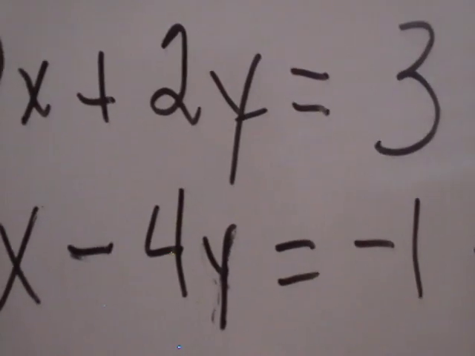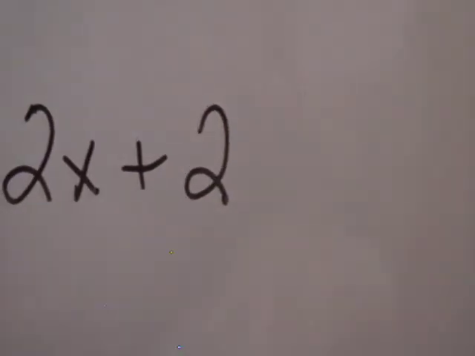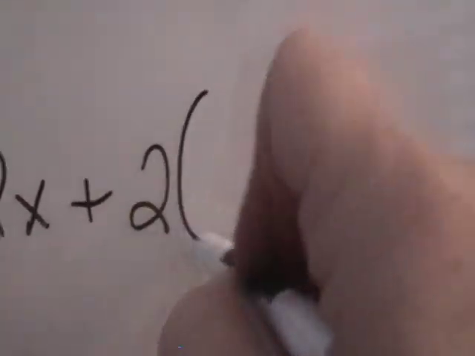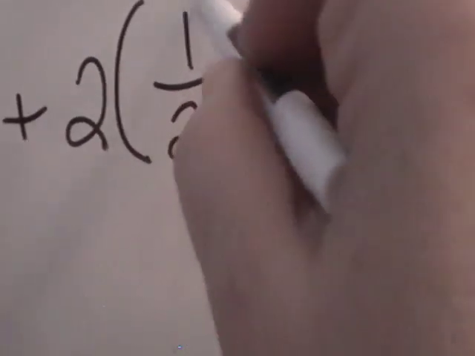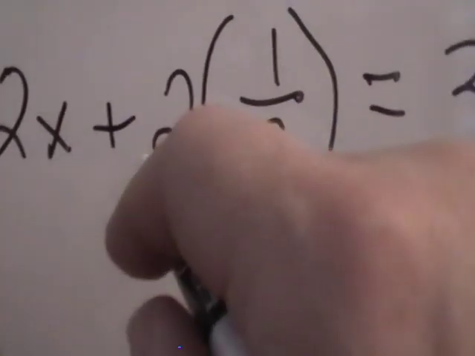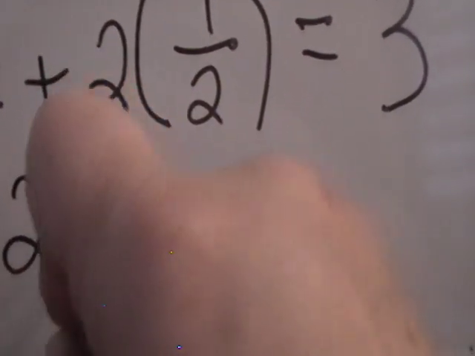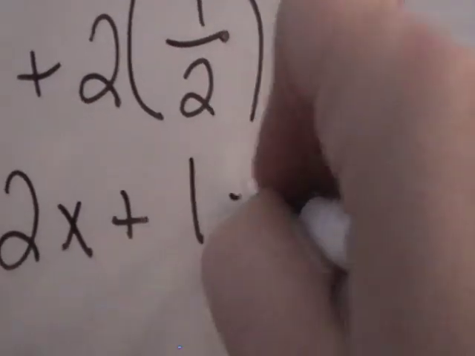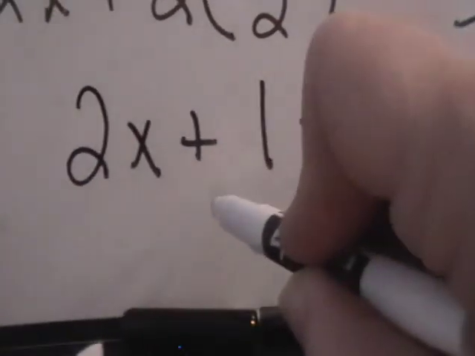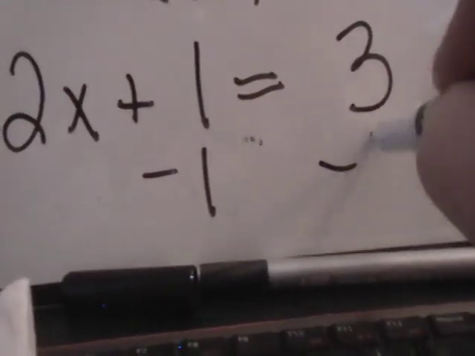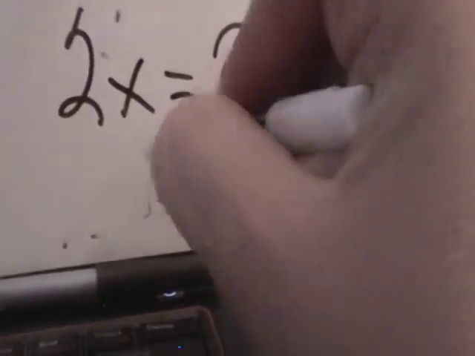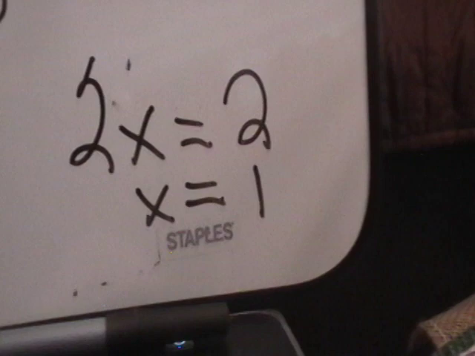So 2x plus 2, and then we set our y was 1/2. Put that in there. Equals 3. And then I'm going to have 2x plus 2 times 1/2, which ends up being 1. I'm going to subtract 1, and I'm left with 2x equals 2, or x equals 1.